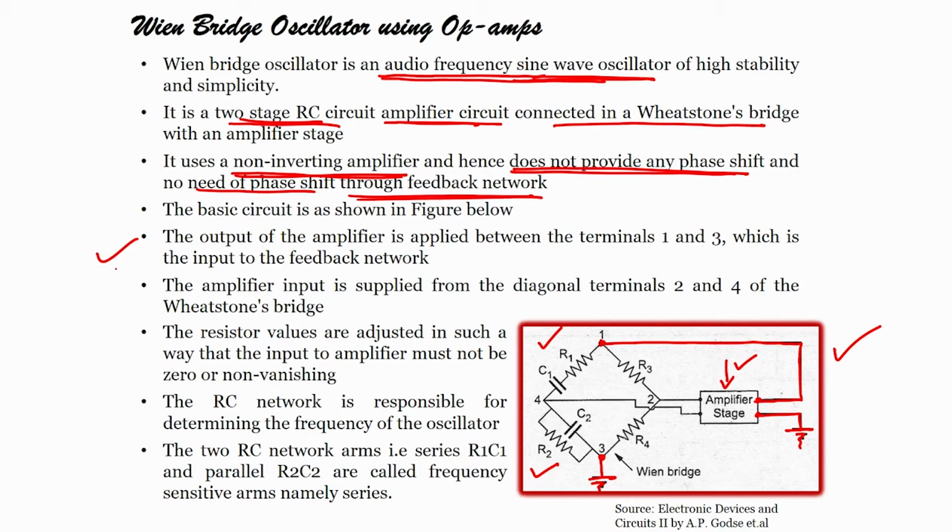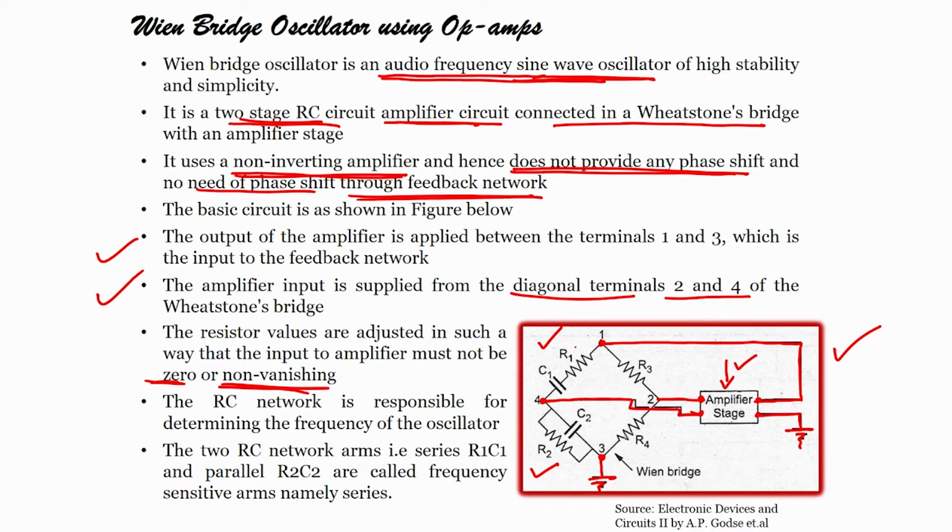Second, the amplifier input is supplied from the diagonal terminals. The input of the amplifier is supplied from terminals 4 and 2. So, the amplifier input is supplied from diagonal terminals 2 and 4 of the Wheatstone bridge. The resistor values are adjusted in a way that the input to the amplifier must not be 0 or non-vanishing. The RC network is responsible for determining the frequency of the oscillator.